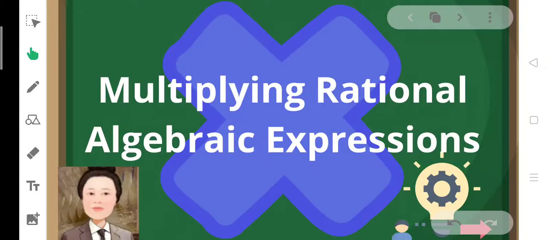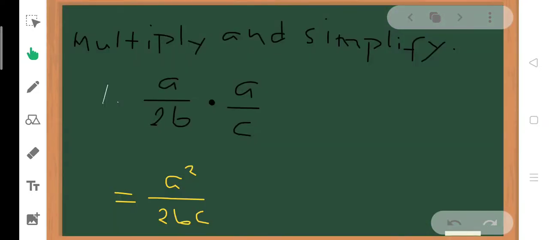Do you still remember how to multiply fractions? Okay, we are going to apply that in multiplying rational algebraic expressions. For example, we have a over 2b times a over c. So just like multiplying fractions, we are going to multiply numerator by numerator and denominator by denominator.